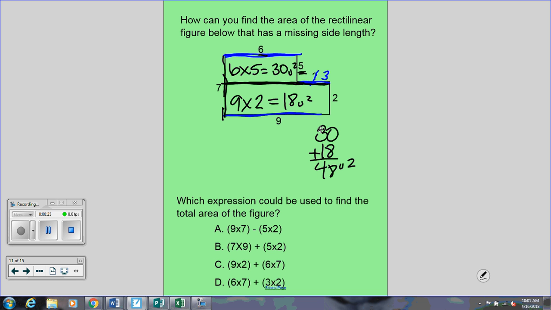Let's look at answer choice A. Let's go through this together. A 9 by 7. Did we have a 9 by 7 in this shape? No. Could we do a 9 by 7? No. Why not?